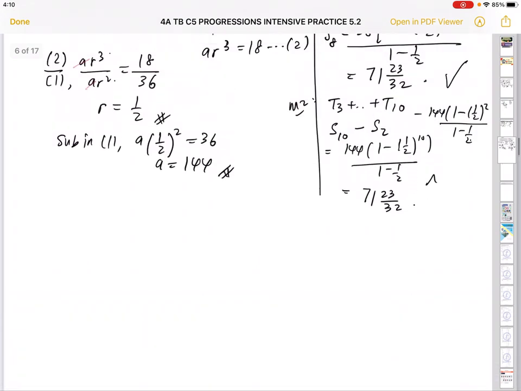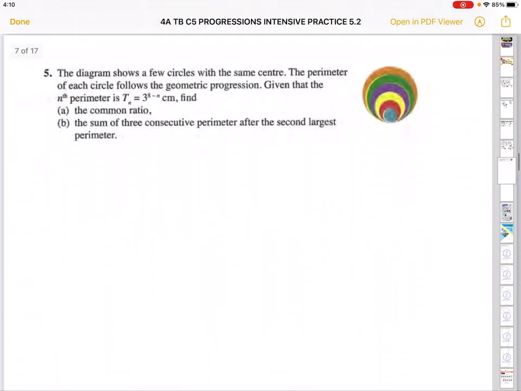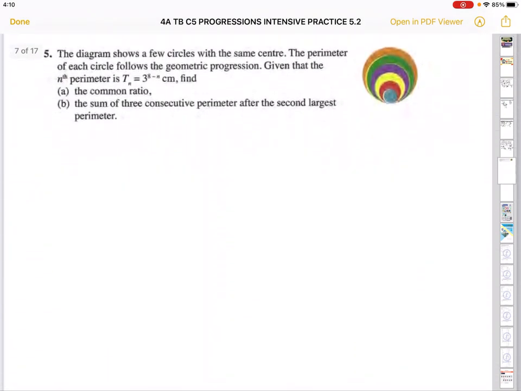Okay, this is question number 5 now. The perimeter of a circle. Can you see a circle here? Very colorful. It's given by the formula Tn equals 3 power 8 minus n. So find the common ratio. You can actually find the common ratio without finding the very first term.